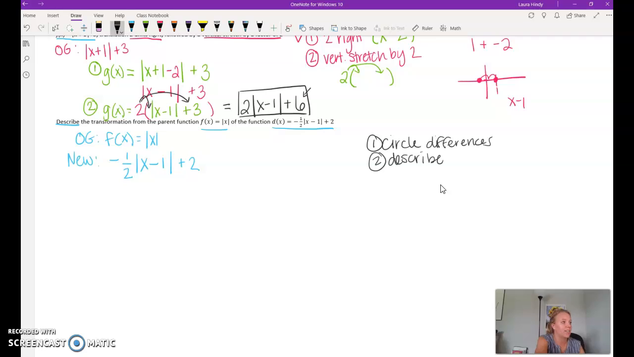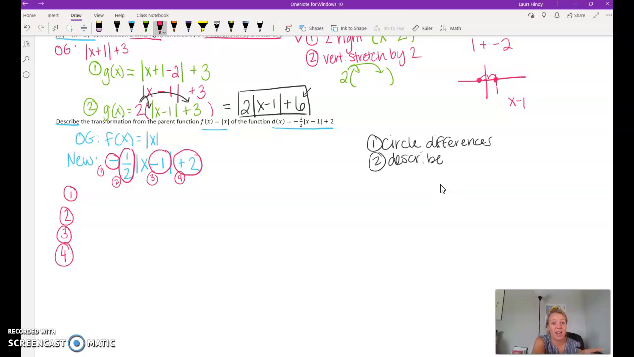So I look here, let's see what's different. I've got this negative out front, and remember the negative is telling me about the reflection. I'll give you that hint. We're going to keep these separate. Anything out front, we're going to keep separate. Then I have this minus 1, and then I have this plus 2. So let's do these in order. 1, 2, 3, 4. You're going to have to describe all of them. So a negative out front.